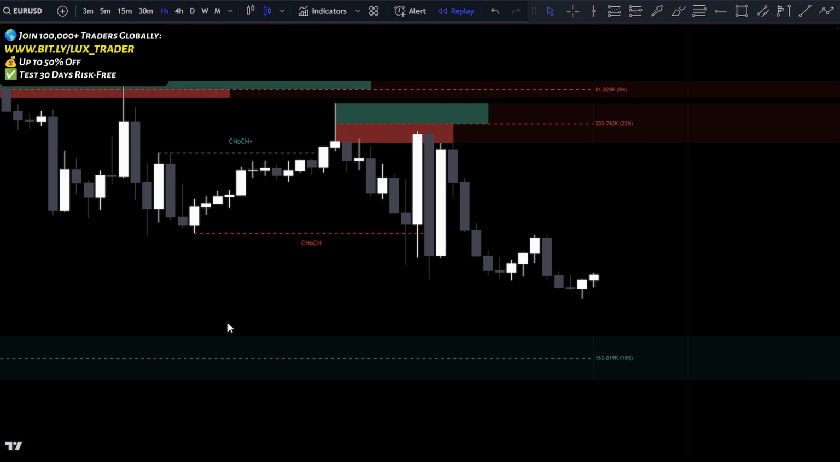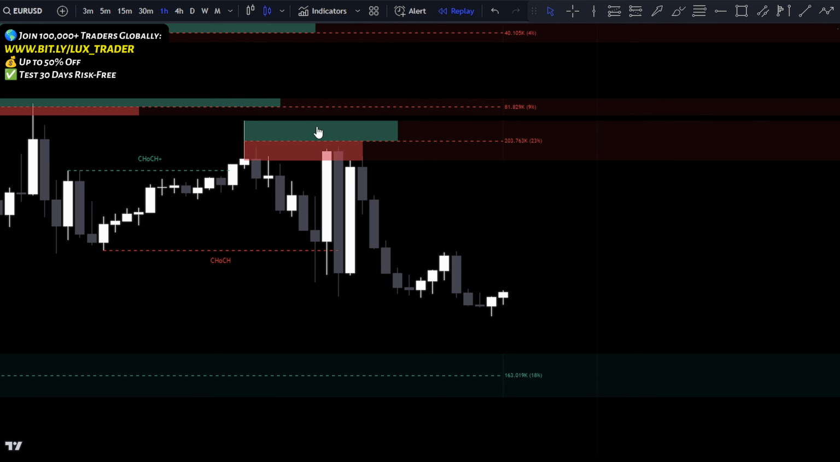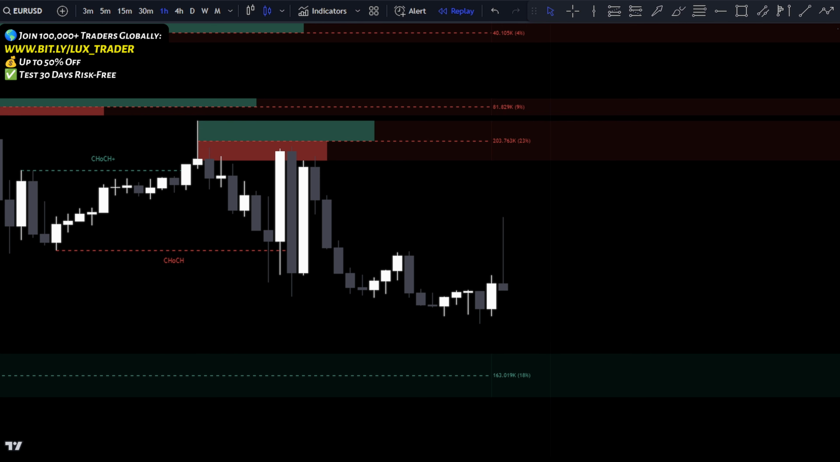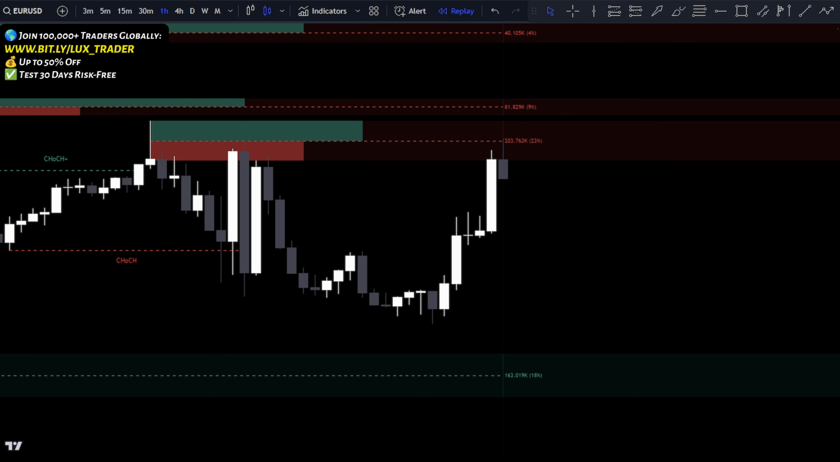Now, let's go over how to enter a sell trade using this strategy. The first condition is to spot a bearish chalk or chalk plus label on the chart. This signals a potential shift in market structure, indicating that sellers are taking control. The second condition requires the price action to create or enter an existing order block positioned above the current price level. This ensures we align our entry with key zones where institutional selling activity is likely to occur.